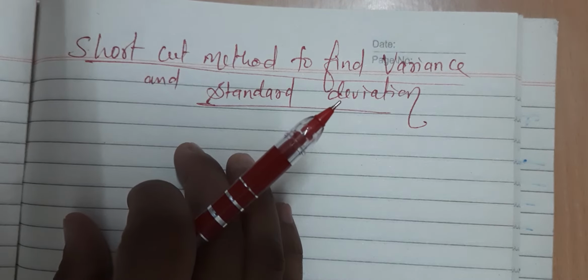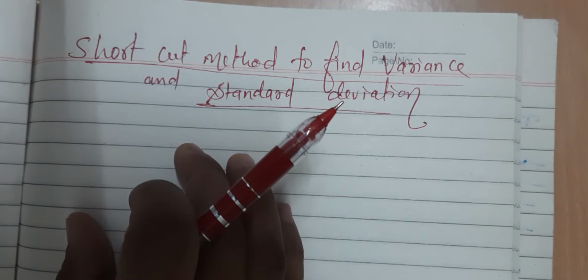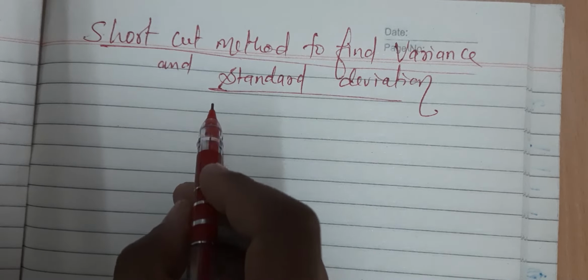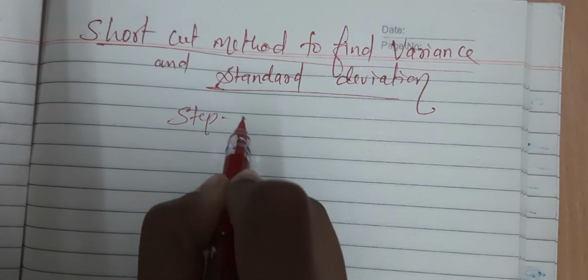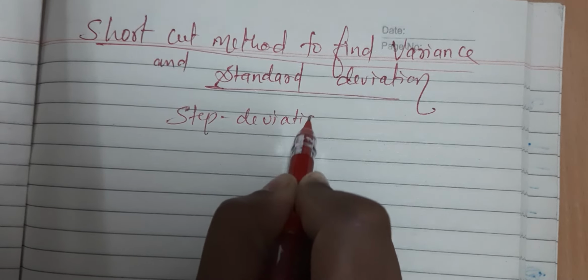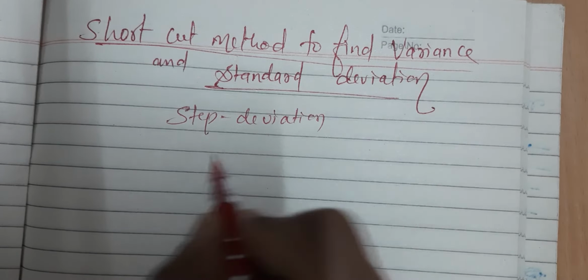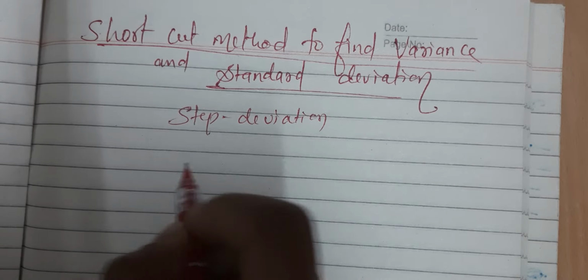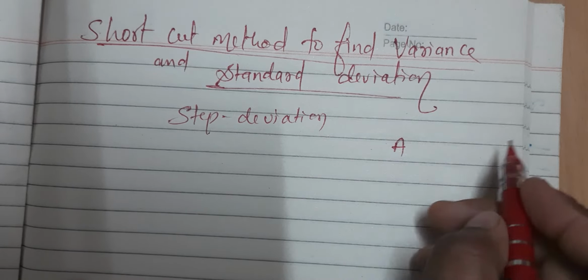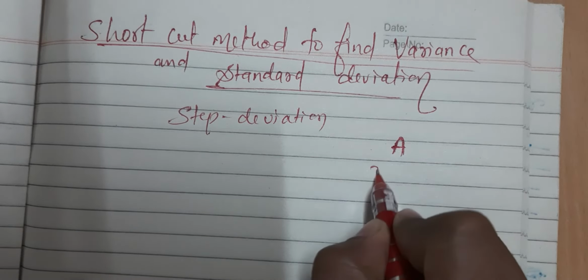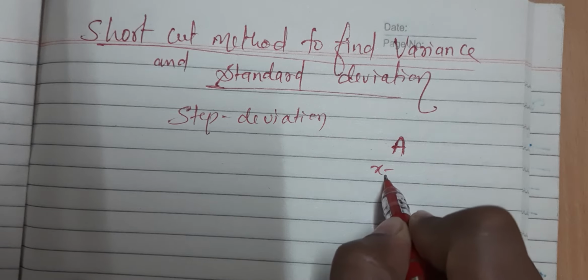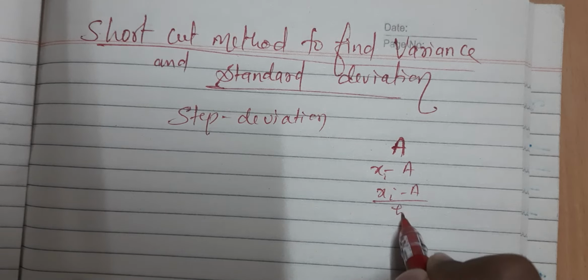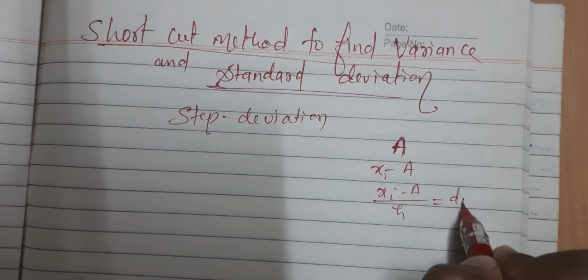So you just recall that while finding mean in class 10, we have one method, step deviation method. In step deviation method, what we used to do, we used to assume a mean, right? We first assume a mean. Then we used to subtract it from each value of x, and then we used to divide it by h, the class size, and this is nothing but di.